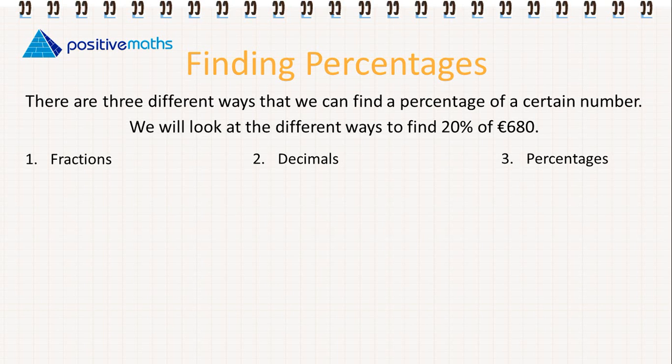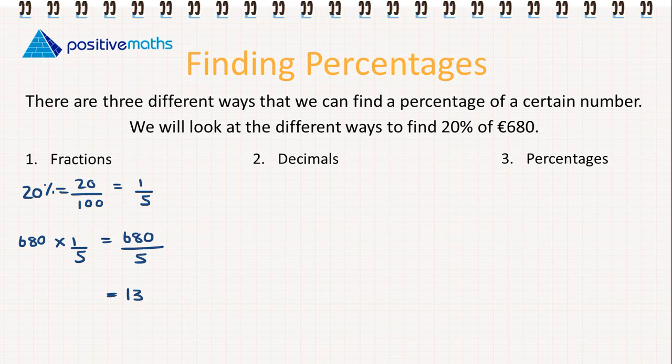So first of all, with fractions, we know that 20% is equal to 20 over 100. And if we simplify that down, that's 1 over 5. So we are looking for a fifth of 680 euro. So we multiply our amount by our fraction. We get 680 over 5, which is 136. So this is 136 euro.